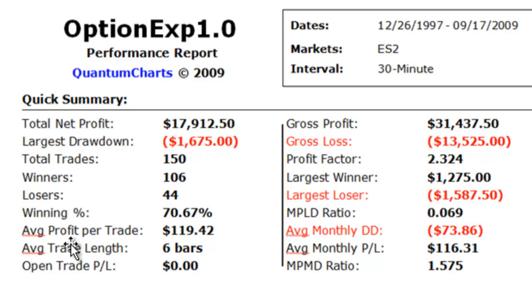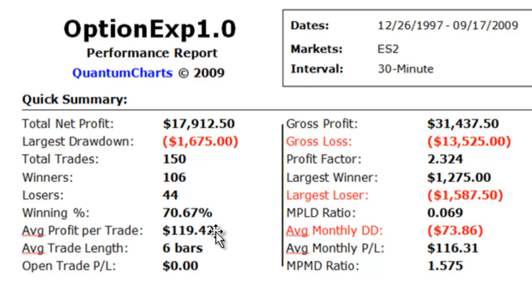So your average profit per trade, inclusive of losers, is about $119. Every time you take this trade, over about 100 trades, you're going to make about $119 on average per trade, based on this history.